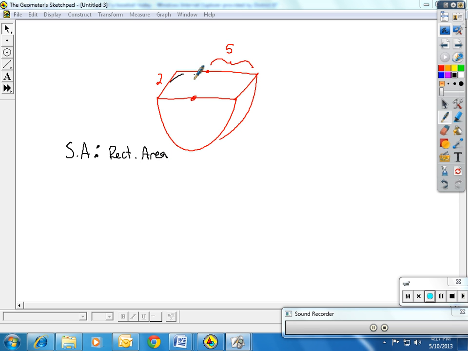That would be all of this. That's pretty straightforward. That would be length times width. So 10 units times 2 units is 20 units squared. So that's not a big deal. Now how do I find the rest?